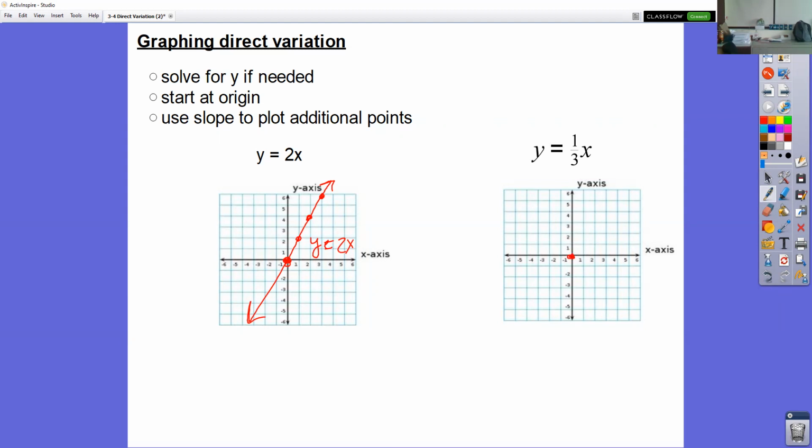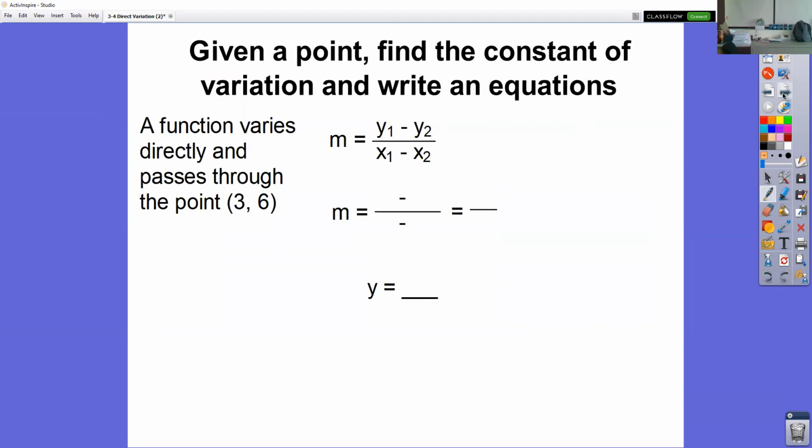Okay, start at the origin, and the slope is 1/3, so we go up 1 and 3 to the right. Draw your line. y equals 1/3 x. So once again, solve for y if needed. These two examples were already solved for y. You start at the origin and use your slope to plot additional line points to draw your line.